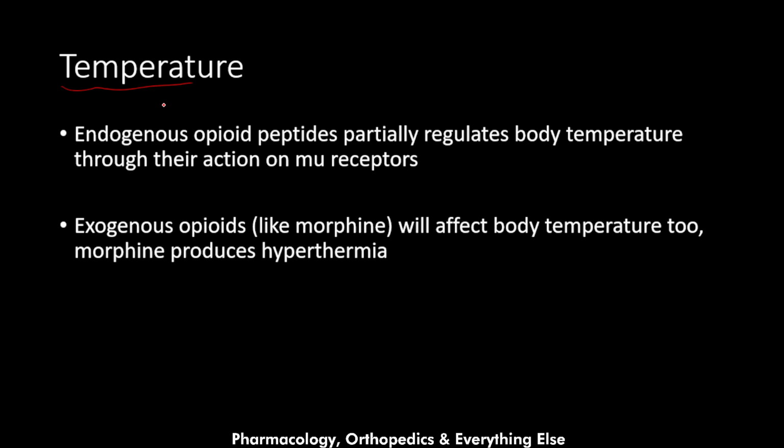Temperature changes occur with morphine use because the endogenous opioid peptides partially regulate the body temperature through their action on the mu receptors. So the endogenous peptides like the endorphins and the enkephalins work on the mu receptors to regulate the body temperature. And when we use an exogenous opioid like morphine, which also works on the mu receptors, this will affect the body temperature too, and the morphine produces hyperthermia.